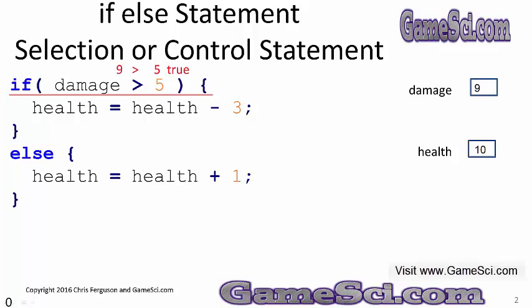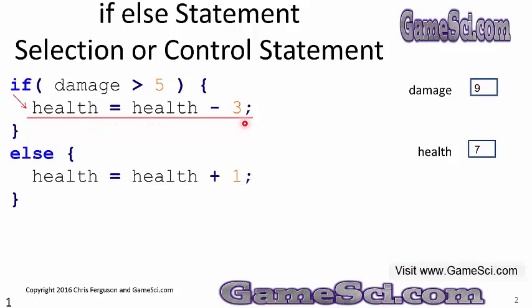You have two different options for the code to execute, and the best way to see it is by tracing the code. So let's start with 9 in the damage variable over here and 10 in the health variable, and let's see how this code works. 9 greater than 5 is a true statement. 9 greater than 5 is true. As you might suspect, we're going to go inside and execute the code in the if statement.